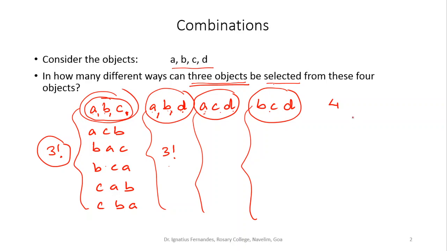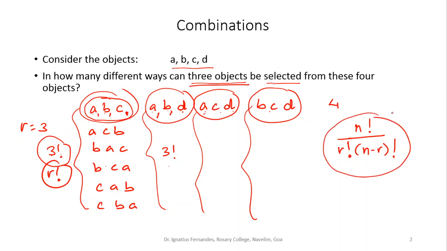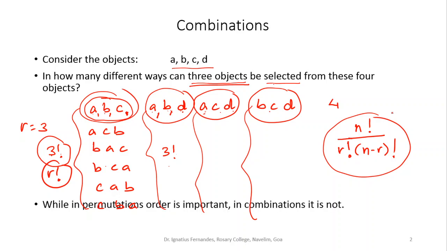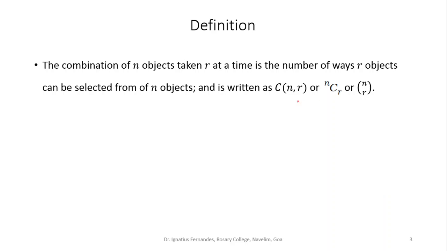So in the permutation formula, if you recall, n factorial upon n minus r factorial, each of these r factorial arrangements is the same here. I am selecting 3 objects, so r here is 3. These r factorial arrangements are all one and the same in combination. So accordingly I divide the permutations by r factorial, and what I get is the formula for combinations. That's exactly how I arrive at the formula for combinations. While in permutations order is important, in combination it is not.